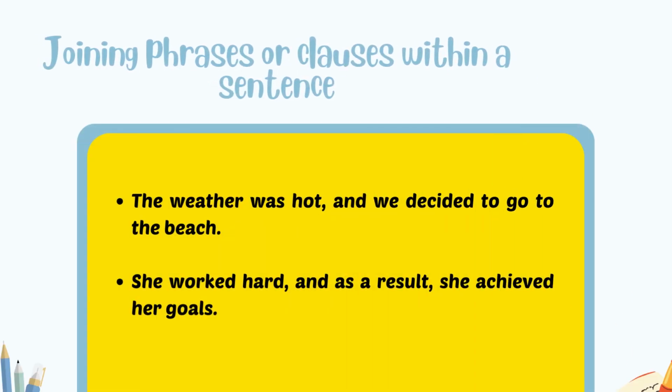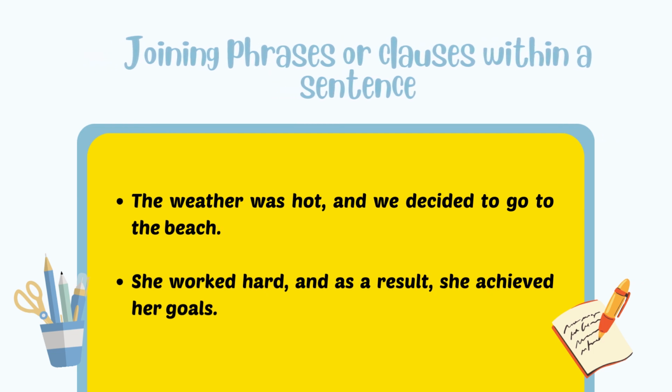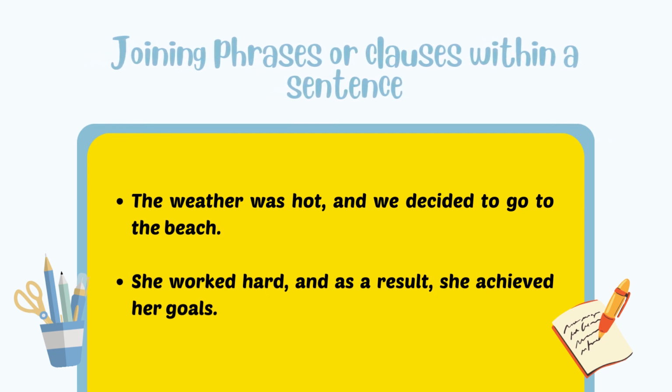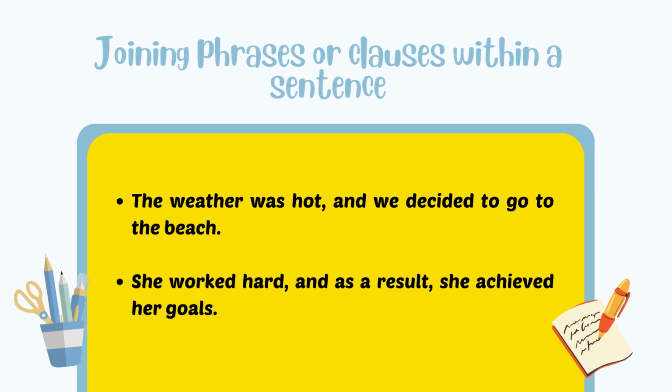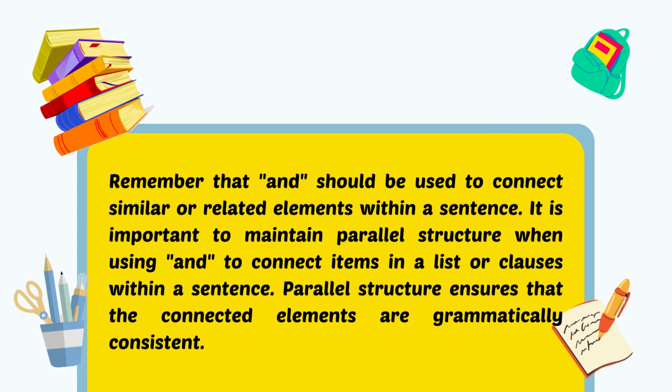Joining phrases or clauses within a sentence. The weather was hot, and we decided to go to the beach. She worked hard, and as a result, she achieved her goals. Remember that "and" should be used to connect similar or related elements within a sentence.